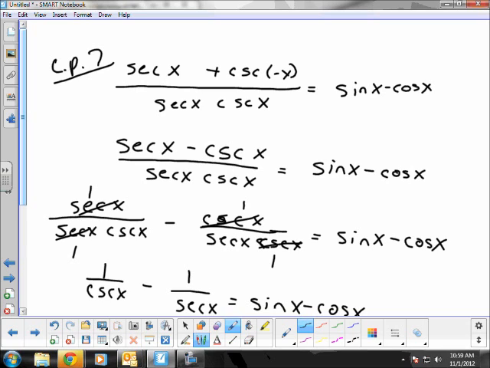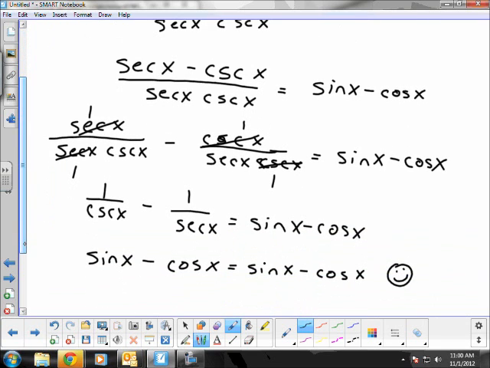And then once I got that, then I just pulled the top and put both pieces of the top over the entire denominator. And then reduce the things that were the same. That was it. Okay?